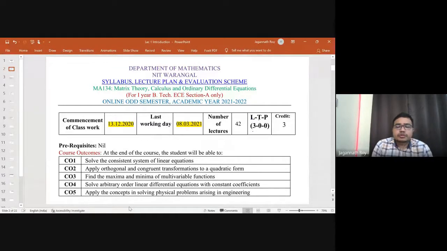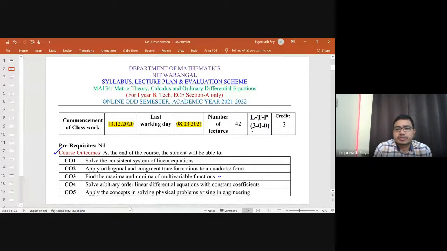Now, for each course, there are some objectives, there are some outcomes. So what you will learn in this course, that is very important. What you are going to learn over the next 42 lectures within next 12 weeks of classwork in this course. So we will try to solve the consistency of a linear system of equations. Then how to get quadratic forms, congruent forms, finding the maxima and minima for multivariable cases.